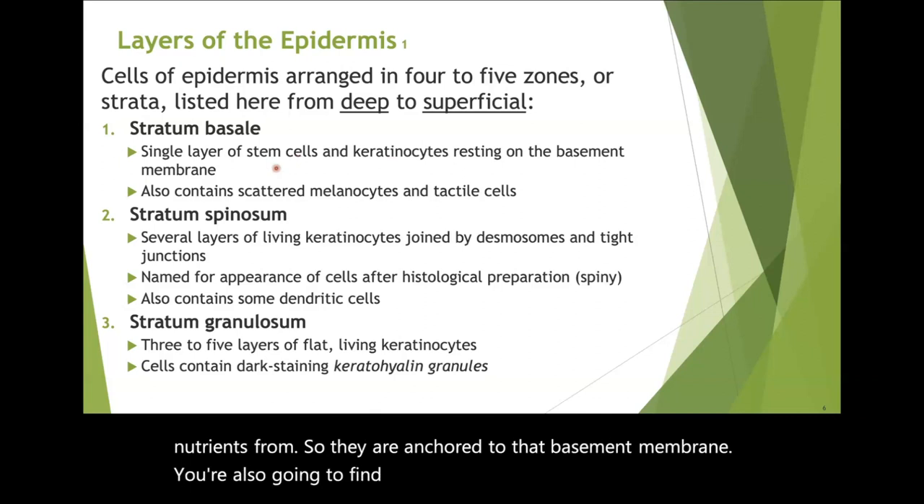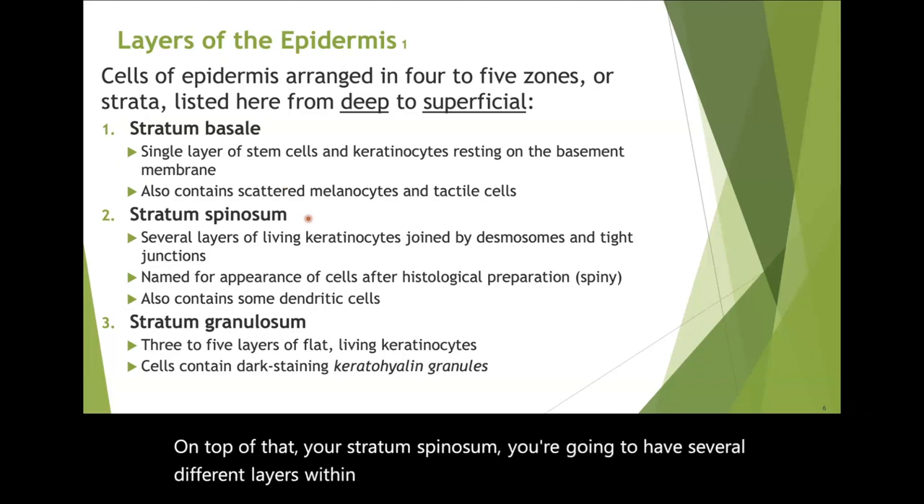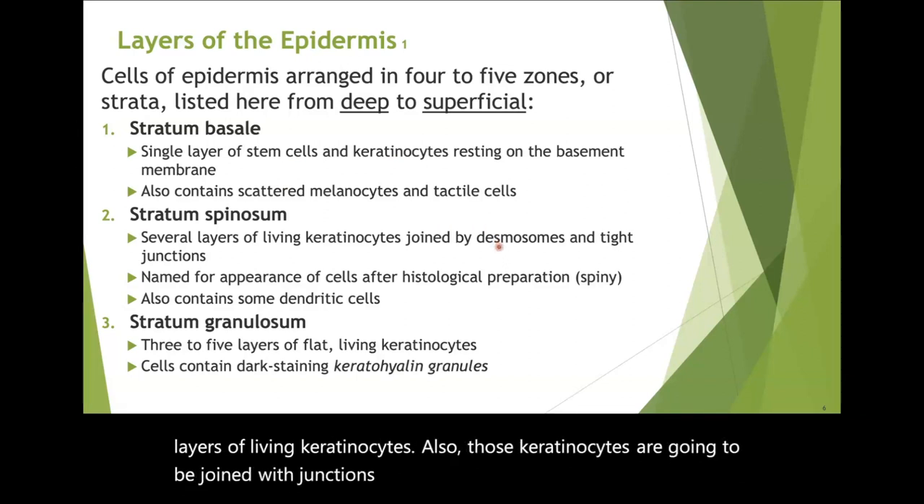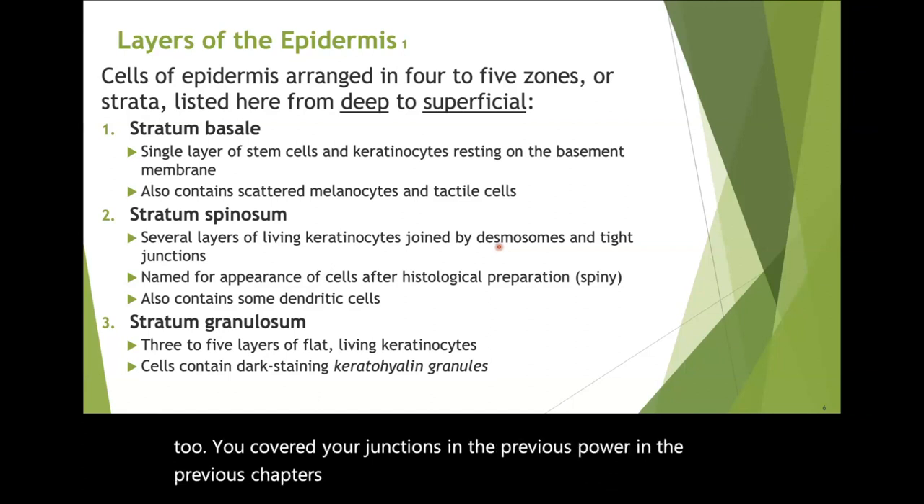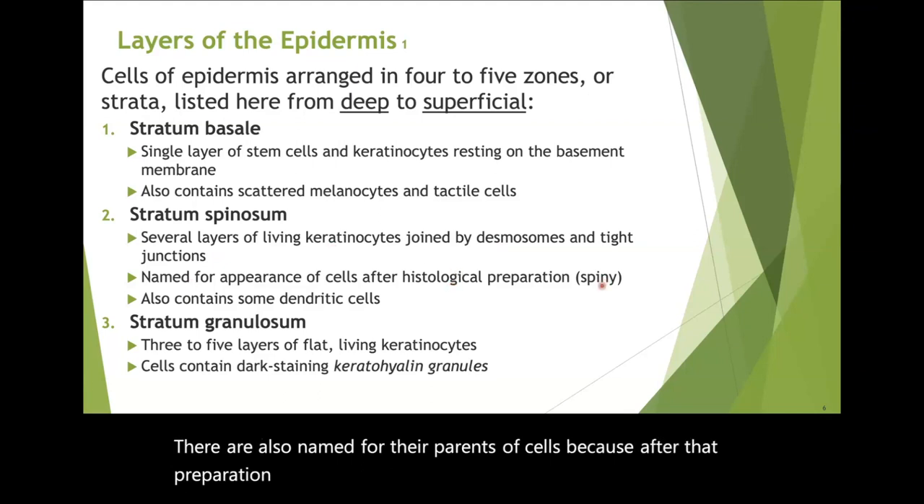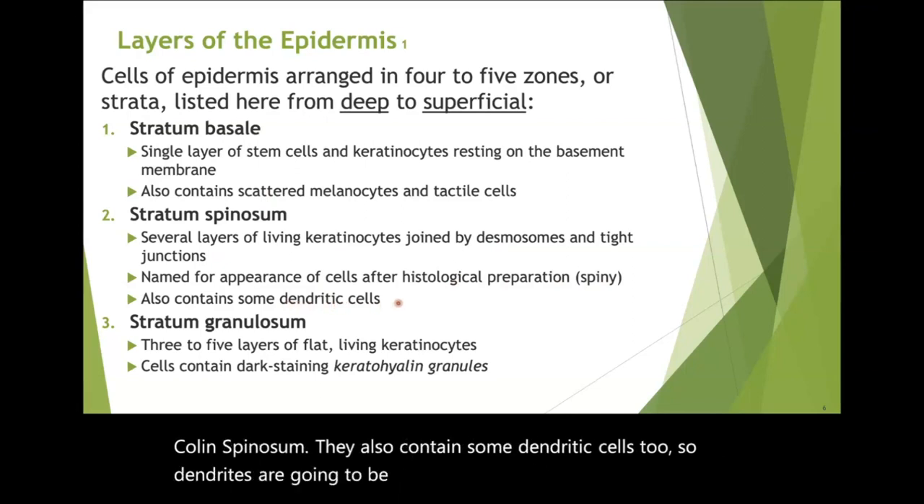You're also going to find within the stratum basale melanocytes and those tactile cells that I showed you on the previous slides. On top of that, your stratum spinosum. You're going to have several different layers within that stratum spinosum. And those layers are layers of living keratinocytes. Also, those keratinocytes are going to be joined with junctions of desmosomes and also tight junctions too. You covered your junctions in the previous chapters and also in bio 1111. After preparation, they give this spiny appearance. That's why they call them spinosum. They also contain some dendritic cells too. So dendrites are going to be extensions of your nerve body.